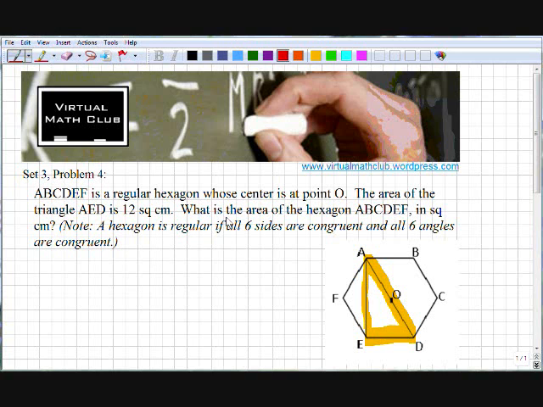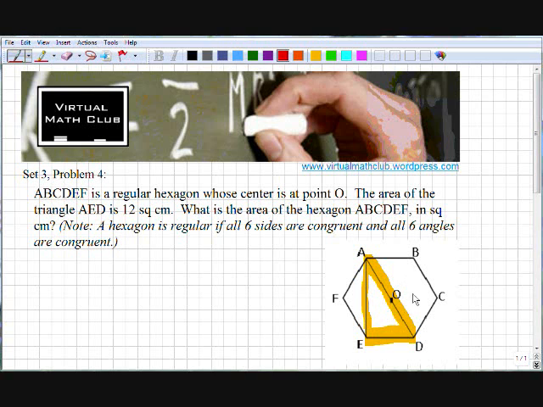Okay, AED. And the question is, what is the area of the entire hexagon ABCDEF in square centimeters? So we're given this little piece of it, and we're asked to find the area of the whole thing. My hint to you would be that when I see these types of problems, it's often good to draw more lines on this figure and try to break this hexagon into some congruent triangles.